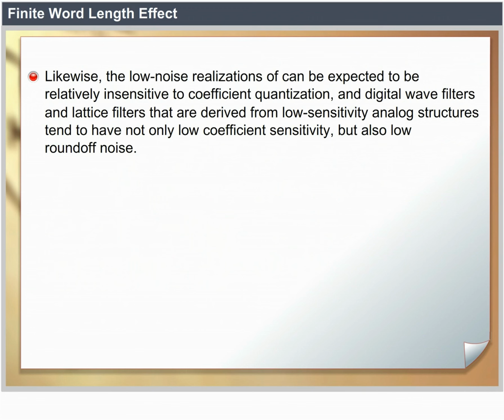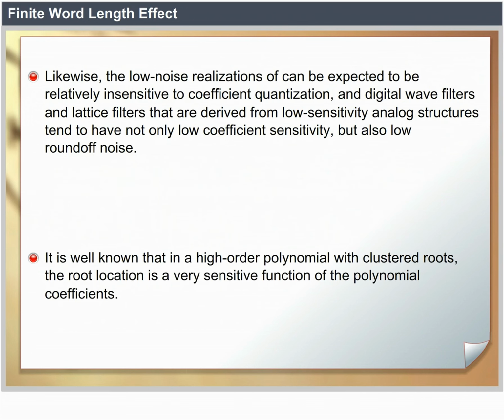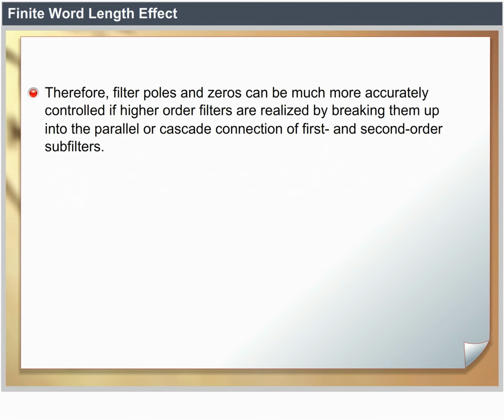It is well known that in a high order polynomial with clustered roots, the root location is a very sensitive function of the polynomial coefficients. Therefore, filter poles and zeros can be much more accurately controlled if higher order filters are realized by breaking them up into the parallel or cascade connection of first and second order subfilters.